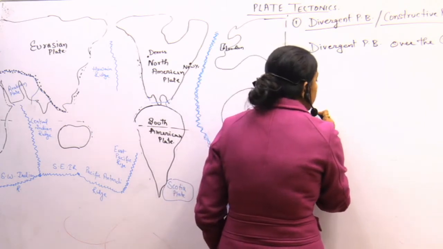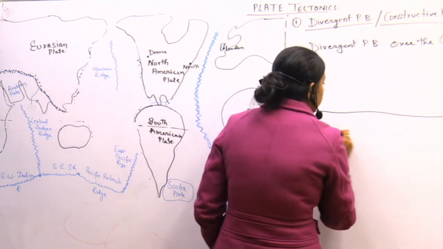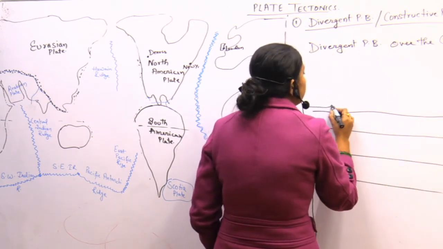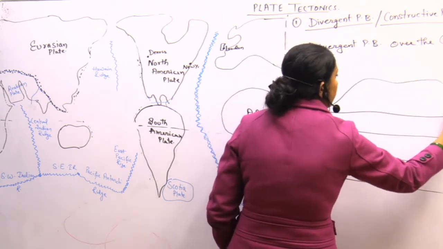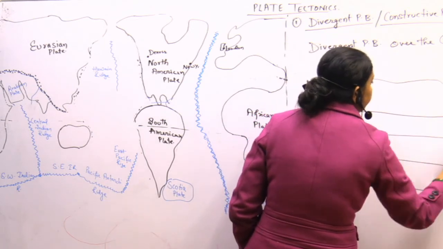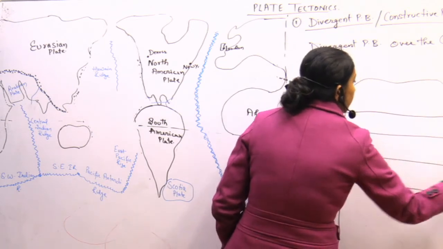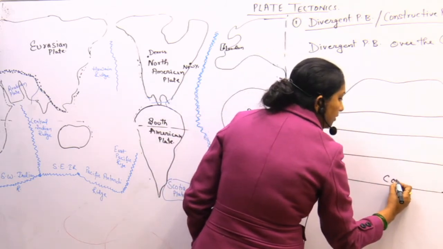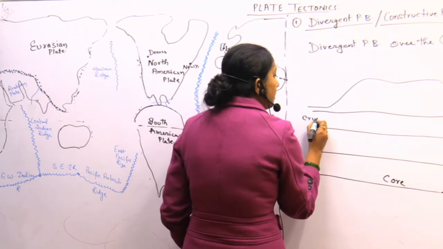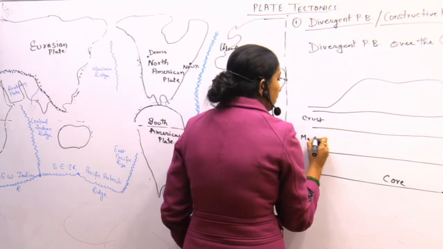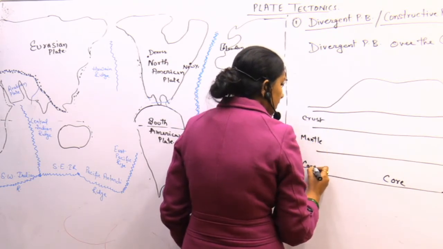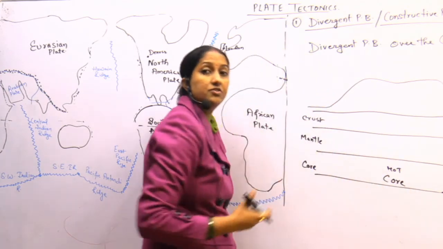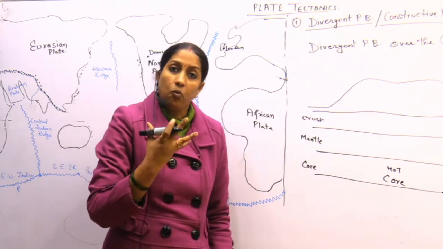Let's suppose this is our crust, mantle, core, and this is the continental plate. Crust, mantle, core. And our core is very hot. Temperature is very high, so the core wants to cool down.